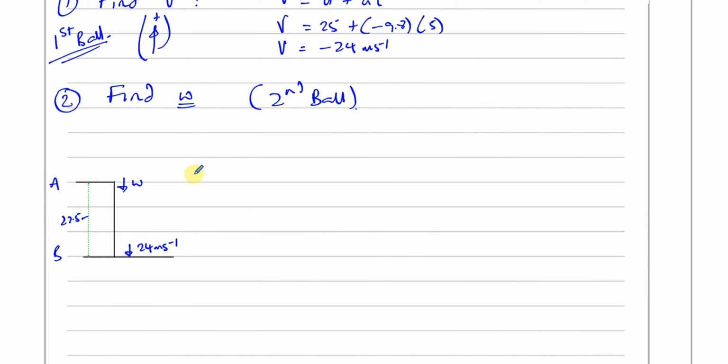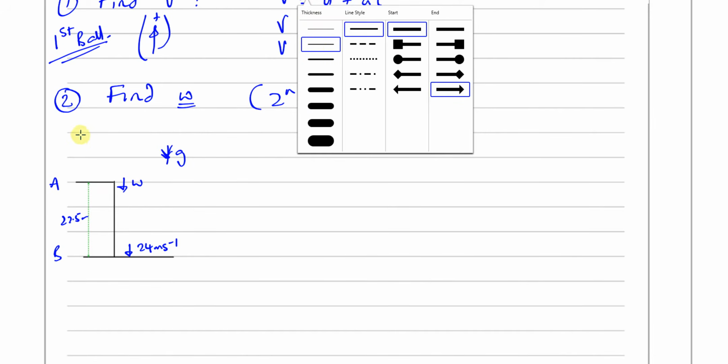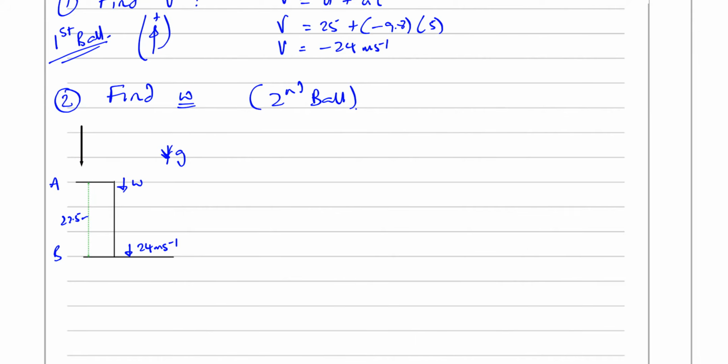Now, in this situation, we also have the force of gravity, which always acts down. As this ball is projected downwards, I'm going to take down as positive. So now I have S, U, V, A, and T. S is 22.5, a positive value because I'm taking down as positive. And U is W, which we have to find.